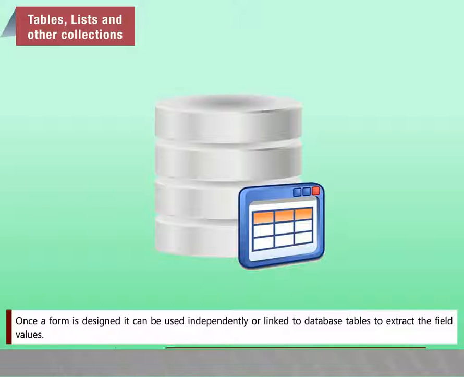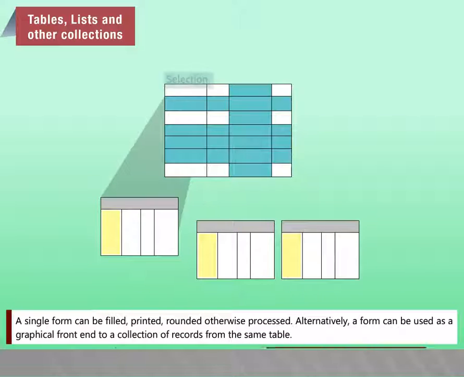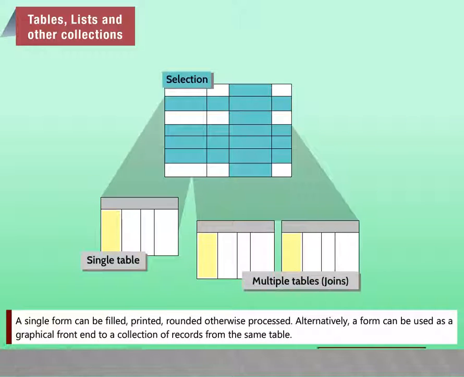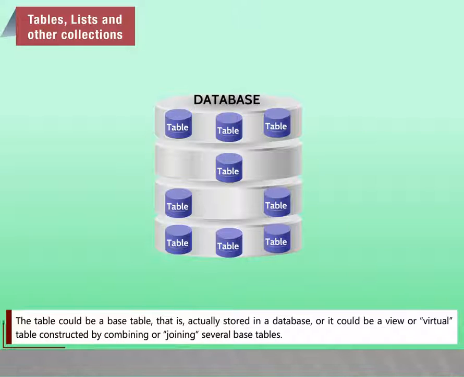Once a form is designed, it can be used independently or linked to database tables to extract the field values. A single form can be filled, printed, routed, or otherwise processed. Alternatively, a form can be used as a graphical front end to a collection of records from the same table. The table could be a base table, that is, actually stored in a database, or it could be a view or virtual table constructed by combining or joining several base tables.